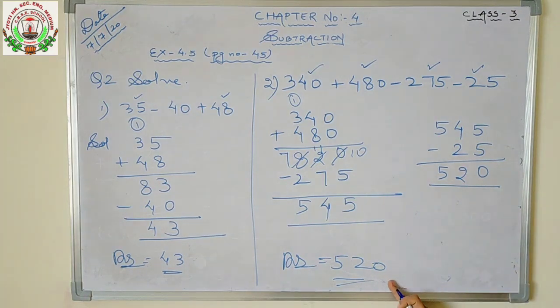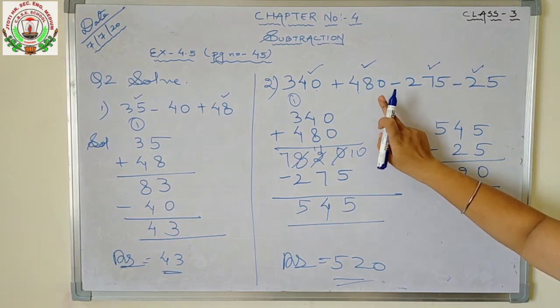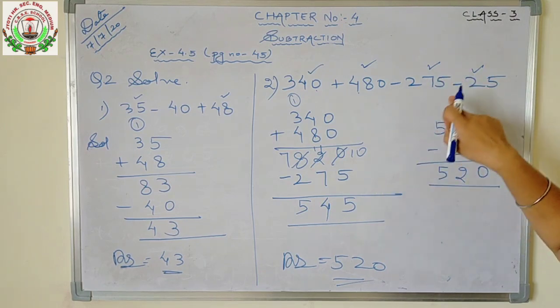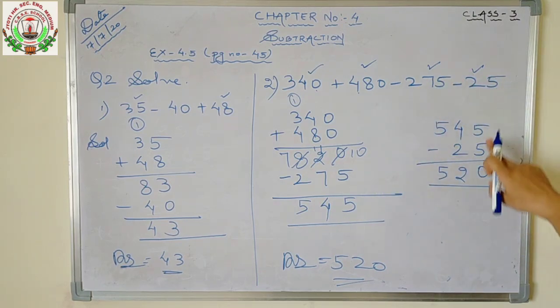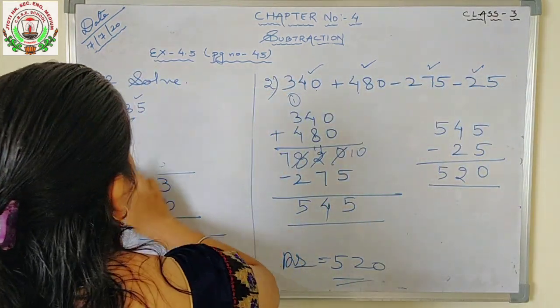Okay. What is our answer? Our answer is 520. First you will add these two numbers. Whatever the answer you got, then you will subtract one number. Then again subtraction sign is given. Then again you will subtract. Finally you got your answer. Okay. Then question number 3.